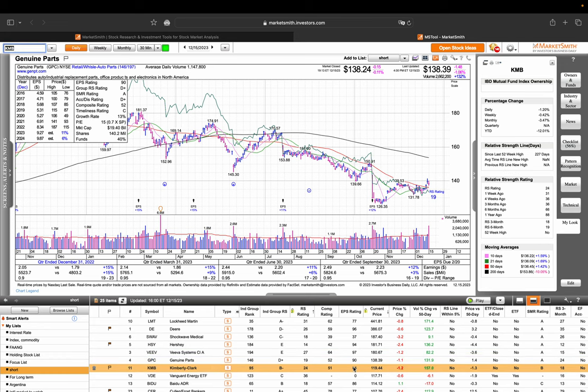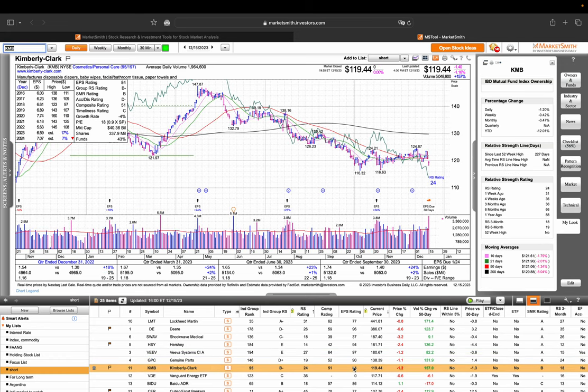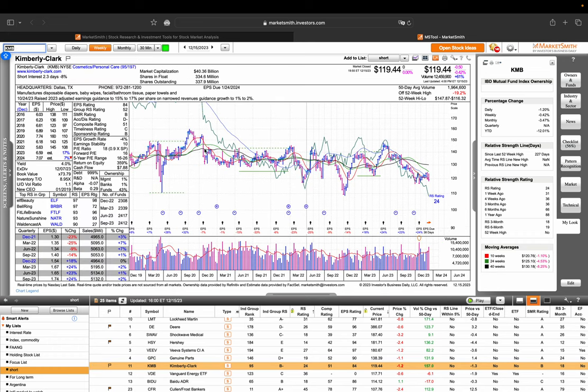Okay, KMB, Kimberly Clark. This is mostly sideways, going down a bit on the volume. But the numbers are coming in pretty well. The number of funds is increasing, and earnings stability is 10, so it's pretty stable.